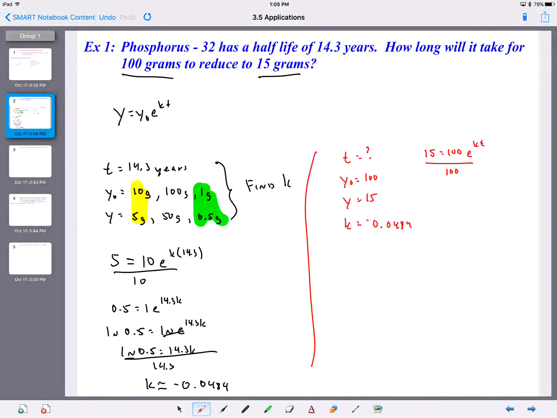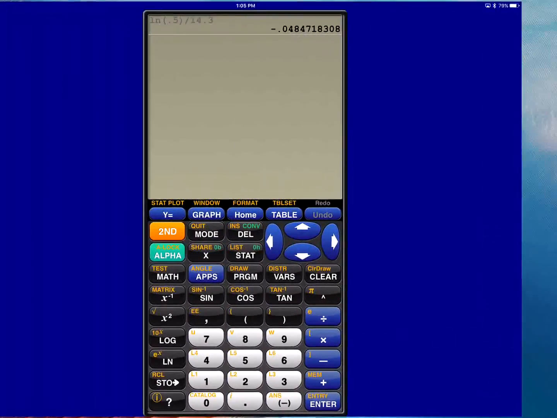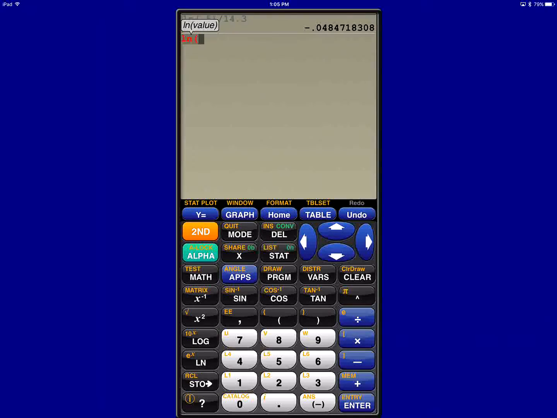Same as last time, divide by 100. 0.15 is equal to e raised to the kt. Solving it exactly the same way, we're going to have to use natural logs because the base is e. So that will just cancel, and then we'll divide by k. And so our time will be approximately, let's go ahead and plug that in. That'll be natural log of 0.15 divided by the k value.